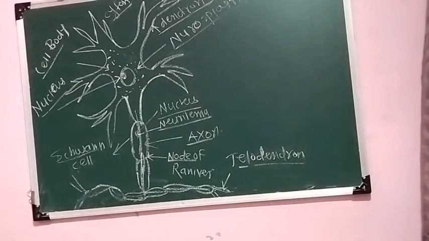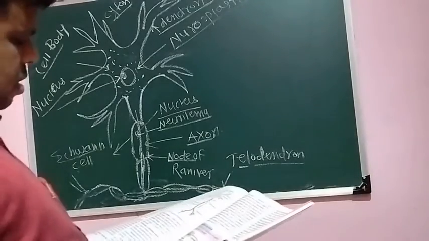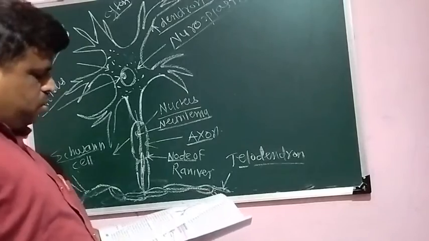Efferent neuron, it carries the impulses from CNS to effector organ, hence it is called as a motor neuron.